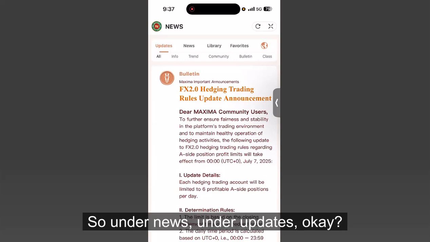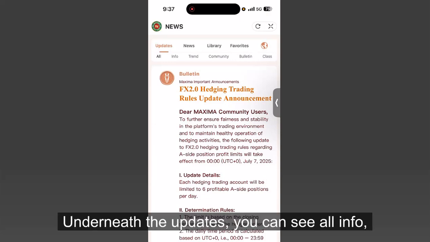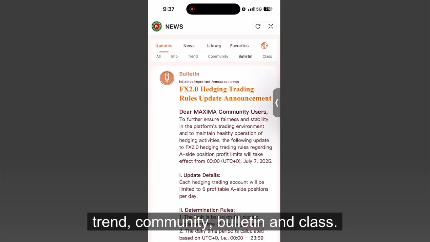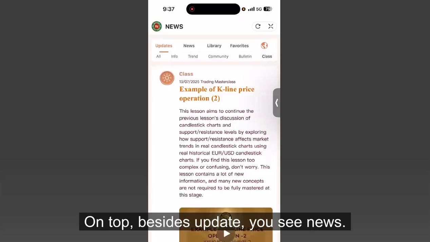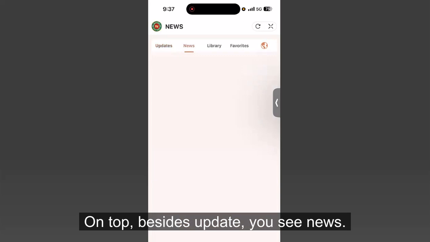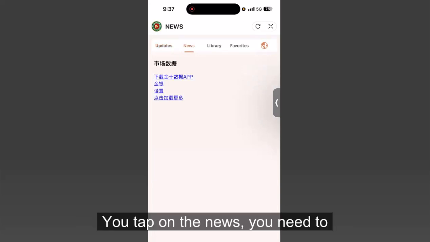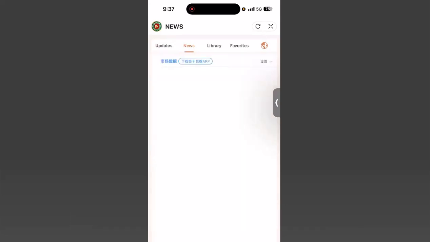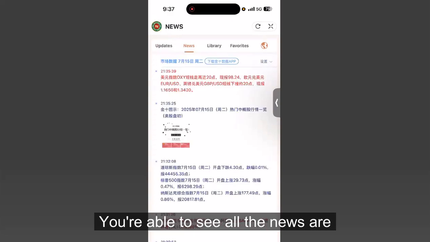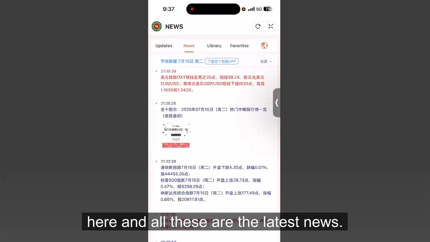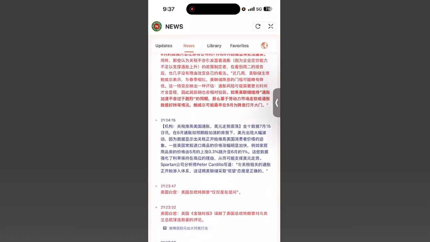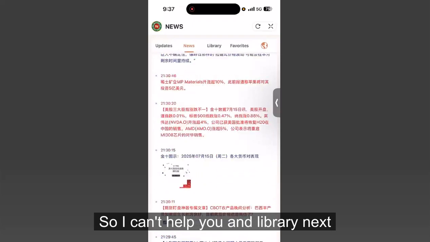Okay, so under news, under updates. Okay, underneath the updates, you can see all, info, trend, community, bulletin, and class. On top, besides update, you see news. You tap on the news, you need to wait about 2 seconds, 3 seconds, or maybe 5 seconds. Let it load. You'll be able to see all the news are here, and all these are the latest news. I'm talking about the world news. All right, so all these are the world news. Too bad it's in Chinese. Okay, so I can't help you.